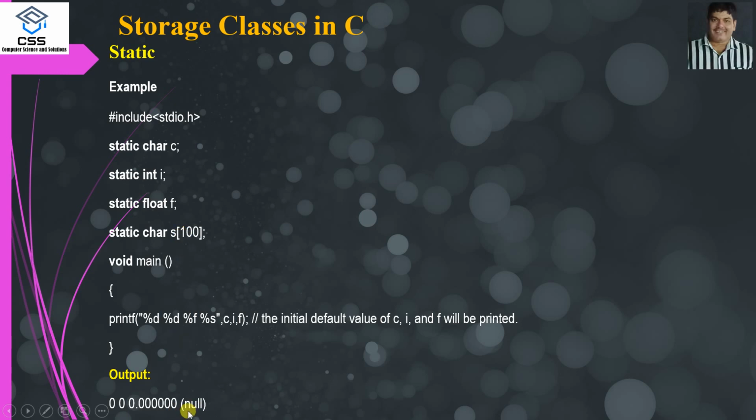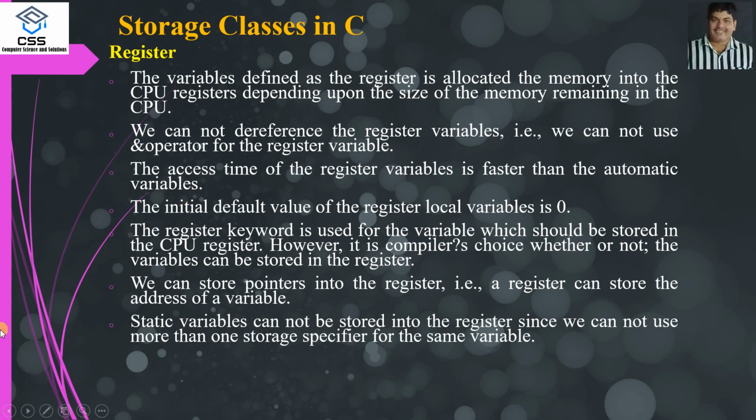Similarly, if you want to use the register storage class specifier, how do you use it? The variable defined as a register is allocated memory in the CPU register. Why is the value stored in the CPU register? Because, as you know, the memory which is closer to the processor gives faster processing speed. Hence, instead of keeping the value in RAM, if you store the value in the register, the processing speed will be faster.